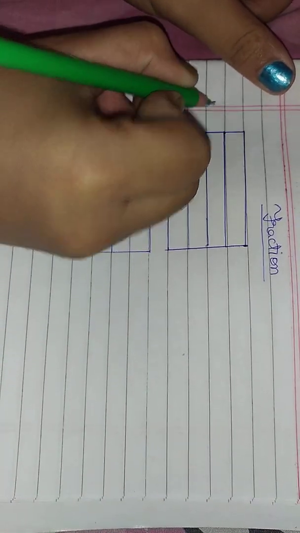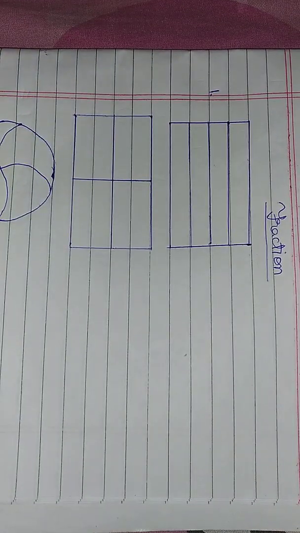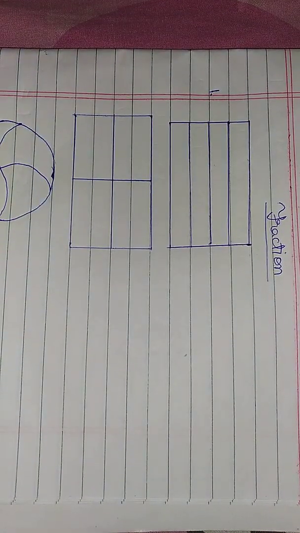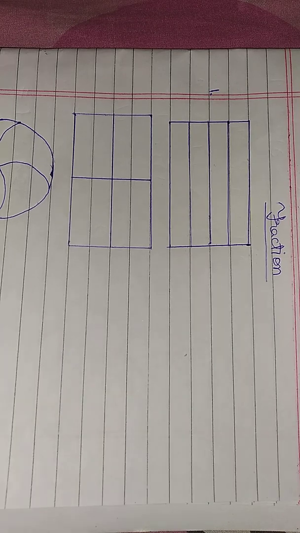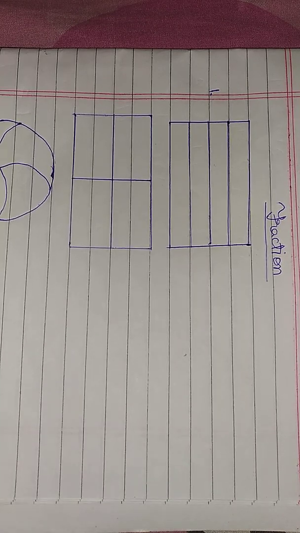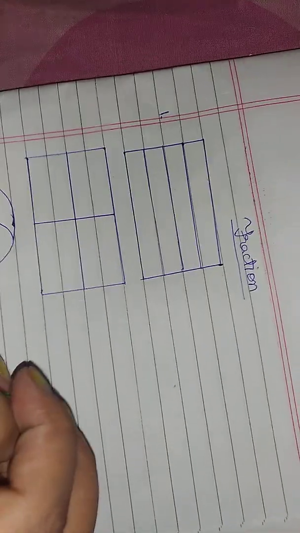This is number 1 diagram. You all have to make this. So everybody make this fast. I am giving you all 5 seconds. 1, 2, 3, 4, 5. So I hope everyone has made it, or you can pause the video and make it.